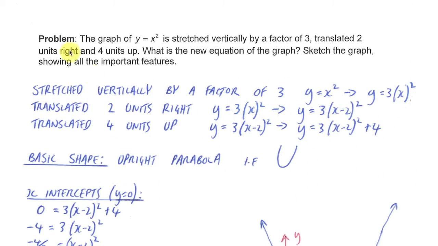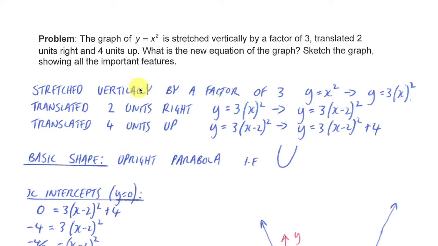Let's look at an example. So we've got a problem here. The graph of y equals x squared, so that's just your basic parabola, is stretched vertically by a factor of 3, translated 2 units right and 4 units up. We need to work out what that new equation is going to be, and we have to sketch the graph showing all the important features.